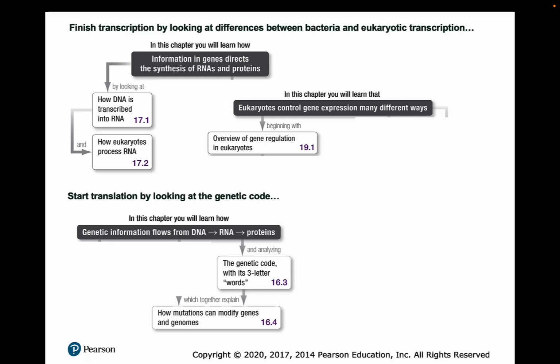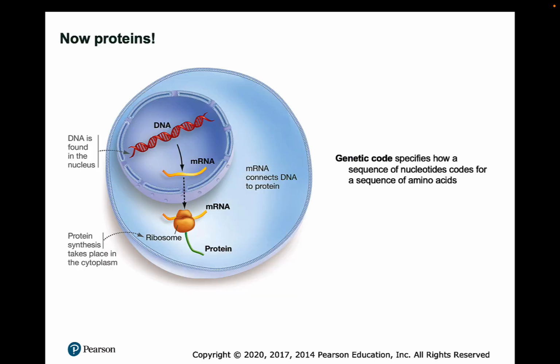Okay, so in this last video, we're going to change gears and start talking about translation by looking at the genetic code. So remember, in the central dogma, we have transcription, which converts DNA into mRNA. That mRNA in eukaryotic cells leaves the nucleus and is translated into protein. And so the genetic code specifies how a sequence of nucleotides codes for a sequence of amino acids.